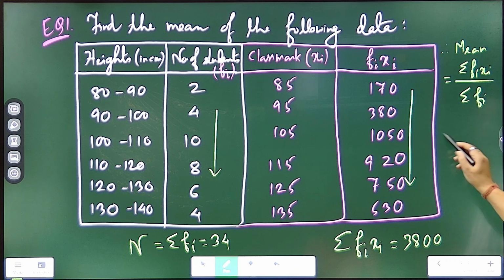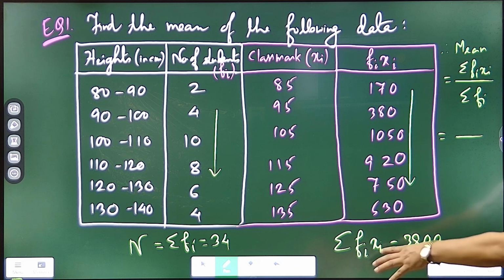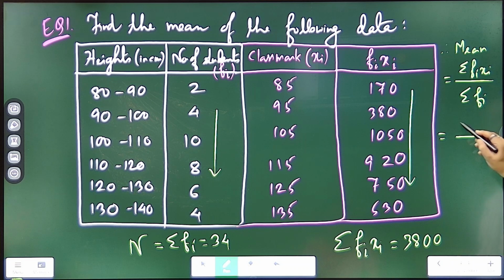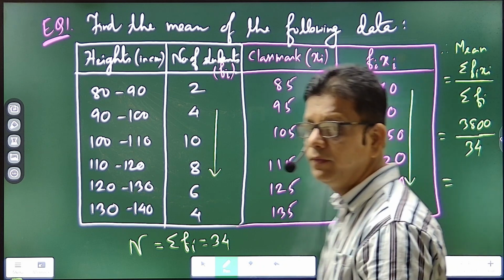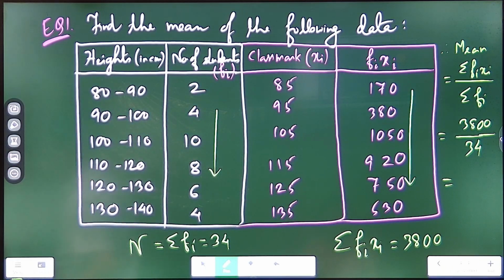Just you need to divide it. Now, summation of fi xi means totaling of this. So total I got 3800. Got it now? Then summation of fi is how much? 34. So again, use a calculator to get the division, and that is your required answer. Done? You can write it in decimal, no problem in that.